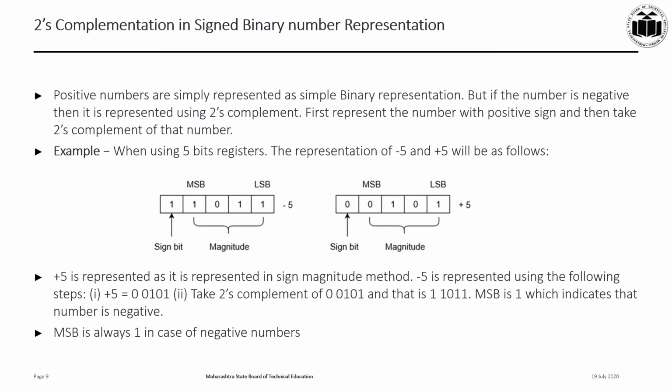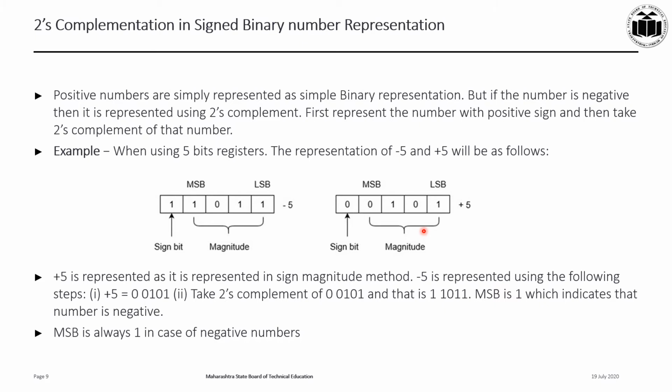Here you can see in the example that you have a 5-bit register. So 4 bits gives you the magnitude and the 5th bit gives you the sign bit. So if the sign bit is 1, then you are representing a negative number. And if the sign bit is 0, you are representing a positive number. So look at the example over here. You have 5. When written in binary, it is 0101. The sign bit shows 0. So this is the representation of plus 5.